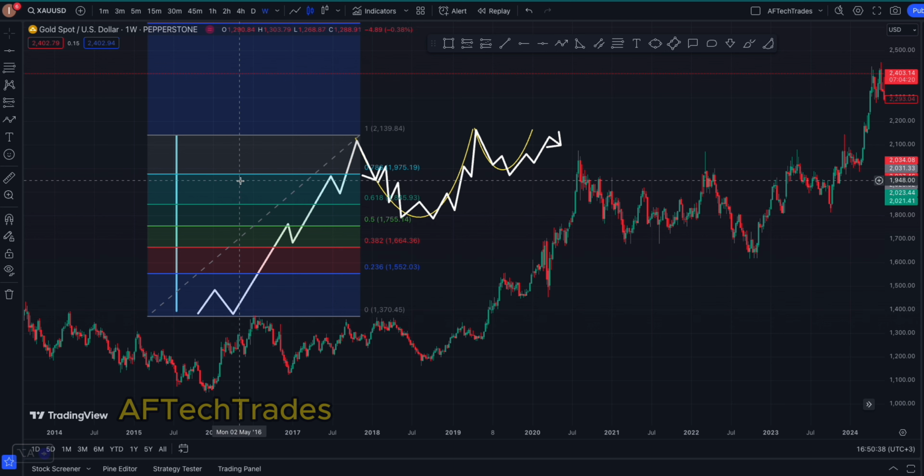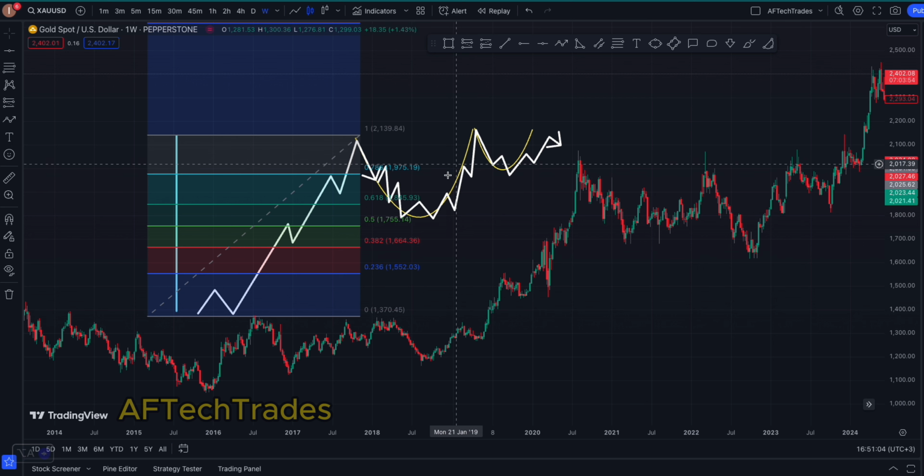So between this point and this point, if you have a pullback here, and this is the first one, this is within 50%, the next thing you look out for is a round formation of that pullback. I will show you, and we will try to find a matching example of this within the charts.